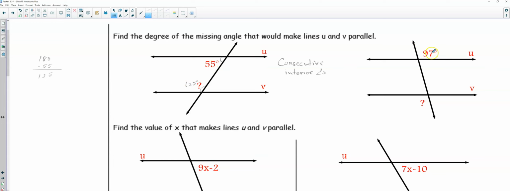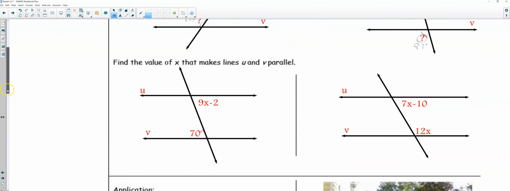So then we're given this other one right here, where this one is 97 degrees and it's asking us about this other one. These types of angles are alternate exterior angles. Therefore, they must be congruent. Therefore, this must be 97 degrees. That one was easy, right?